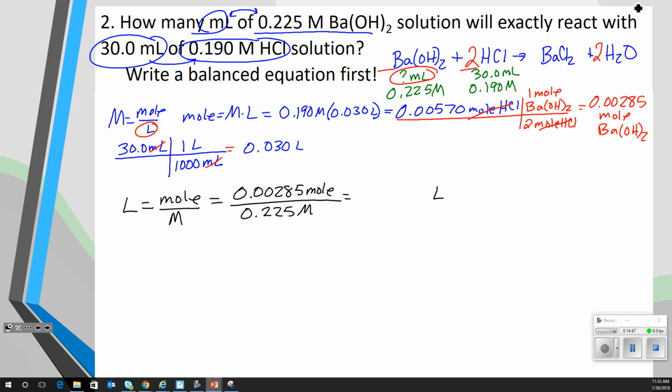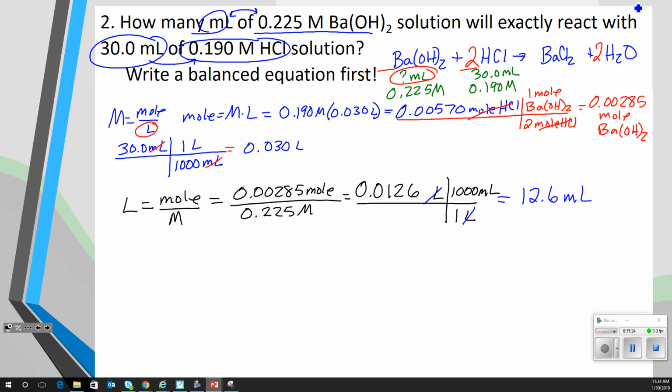What have we got? 0.0126. Make sure you yell at me if you don't agree with it so we can stop. So they want milliliters. I've got liters, so I'm going to say, in 1 liter, there are 1,000 milliliters. My liters cancel. Times this by 1,000, which is moving 3 places. I get 12.6 milliliters.